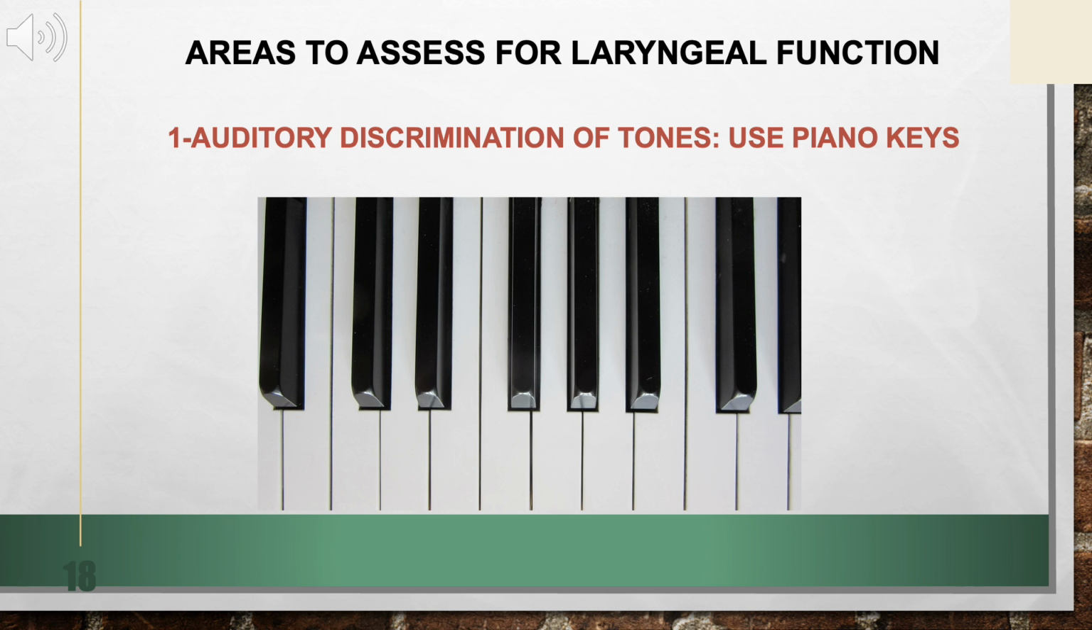Auditory discrimination of tones. Use piano keys. Random tones and semitones are presented at least 10 times, and the patient, with his back turned, indicates whether the two presented tones are the same or different. Acceptable parameters score 90 to 100%.